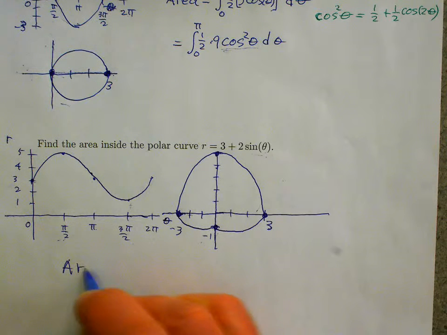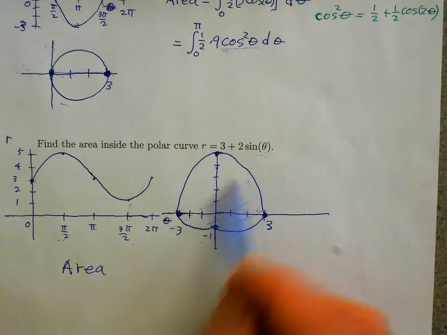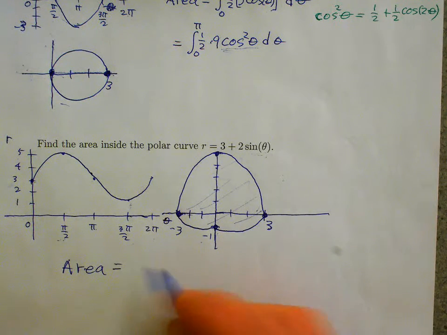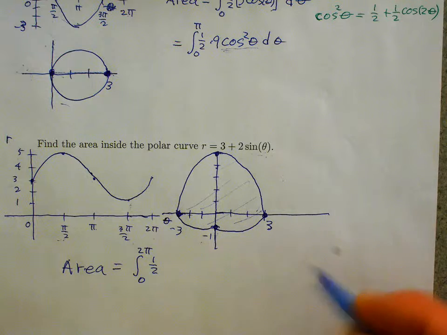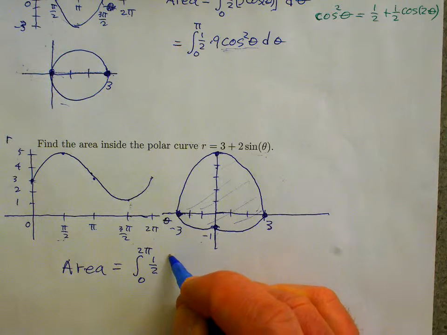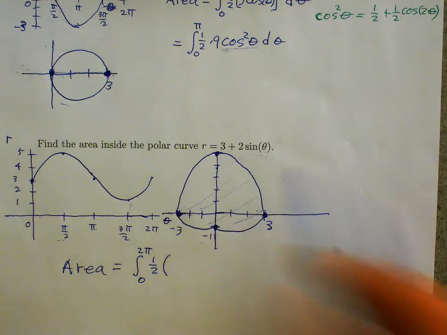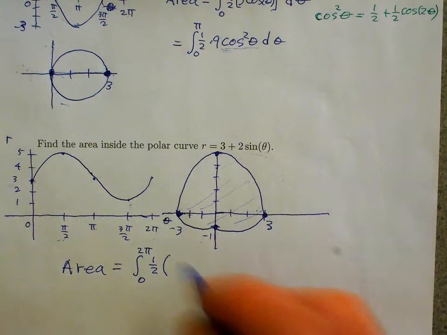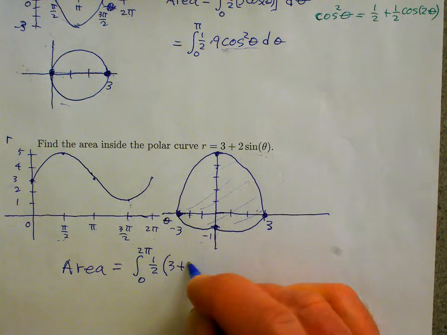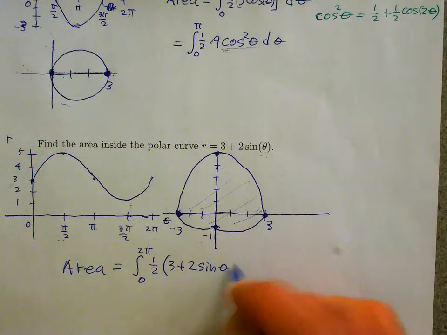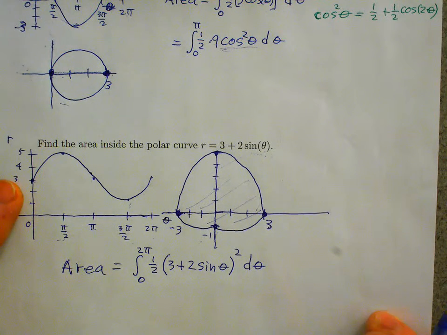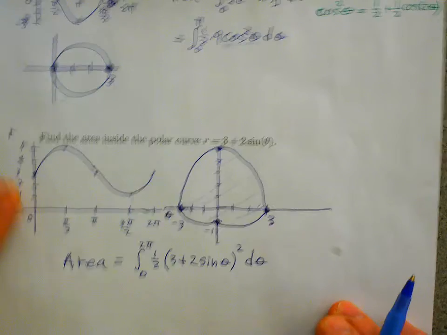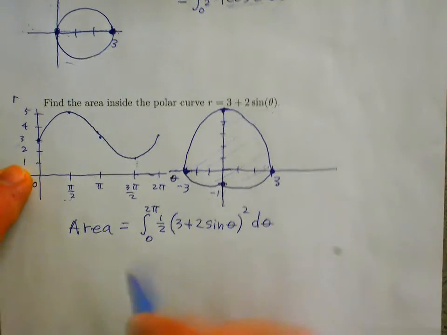Okay, so the area that's enclosed is the definite integral from 0 to 2 pi of 1/2 times the square of 3 plus 2 sine of theta. Okay, we'll take it a couple of steps further before moving on.